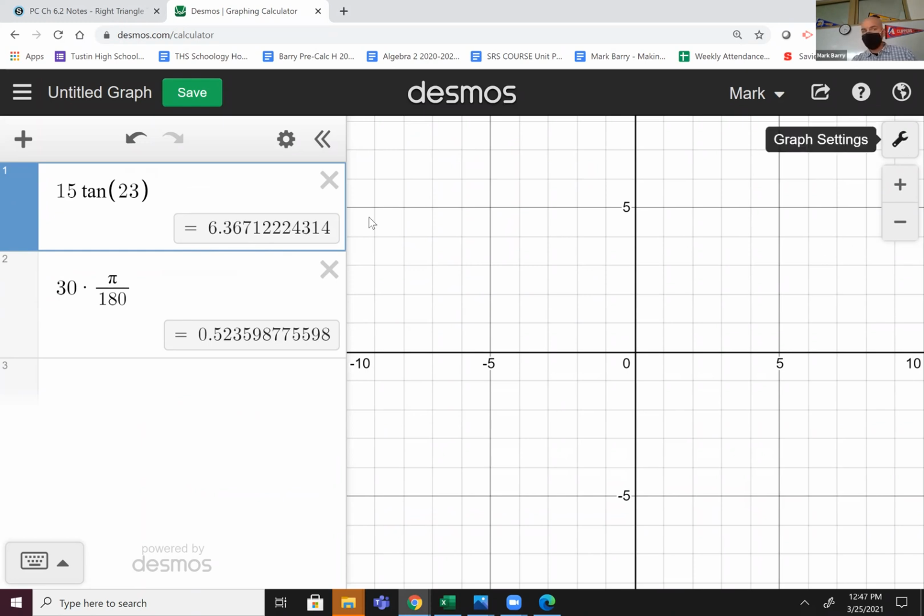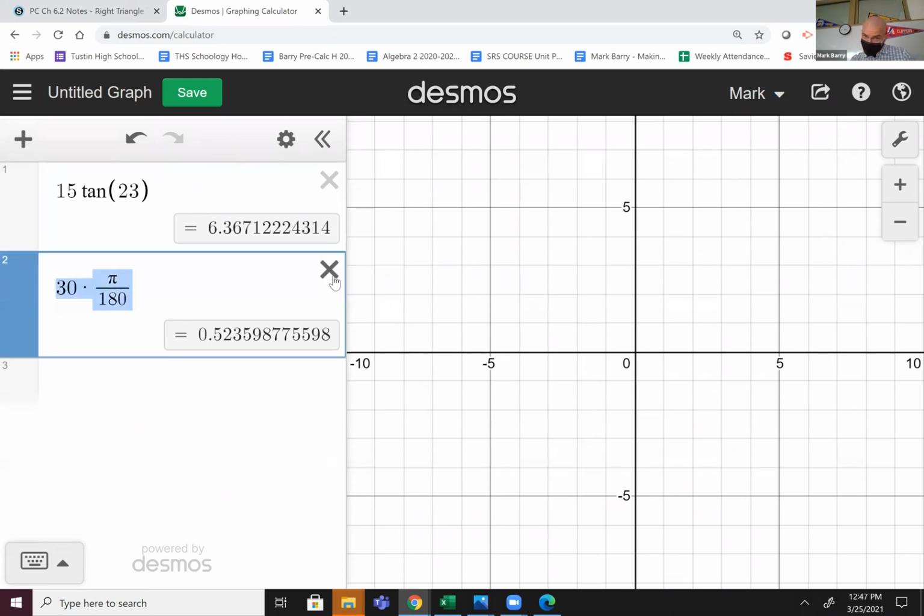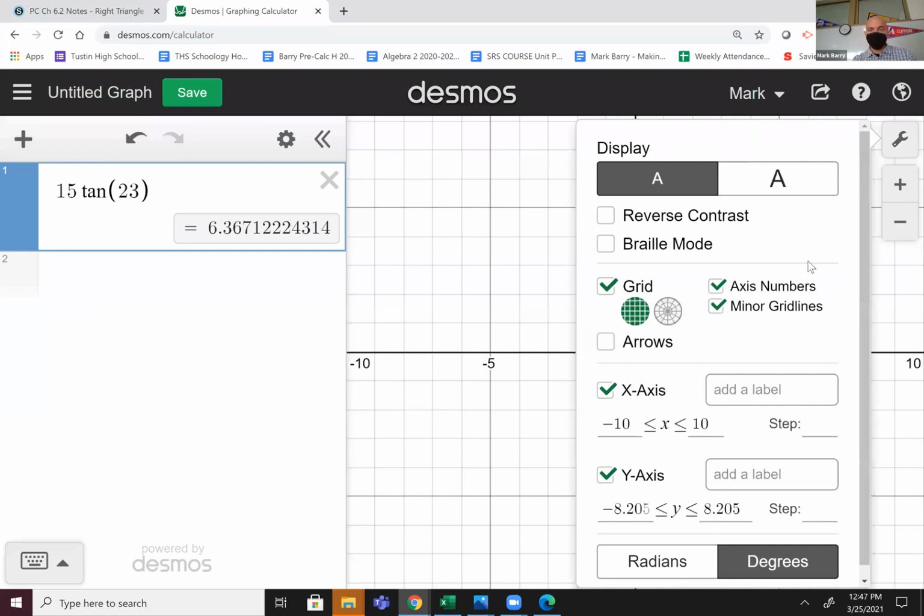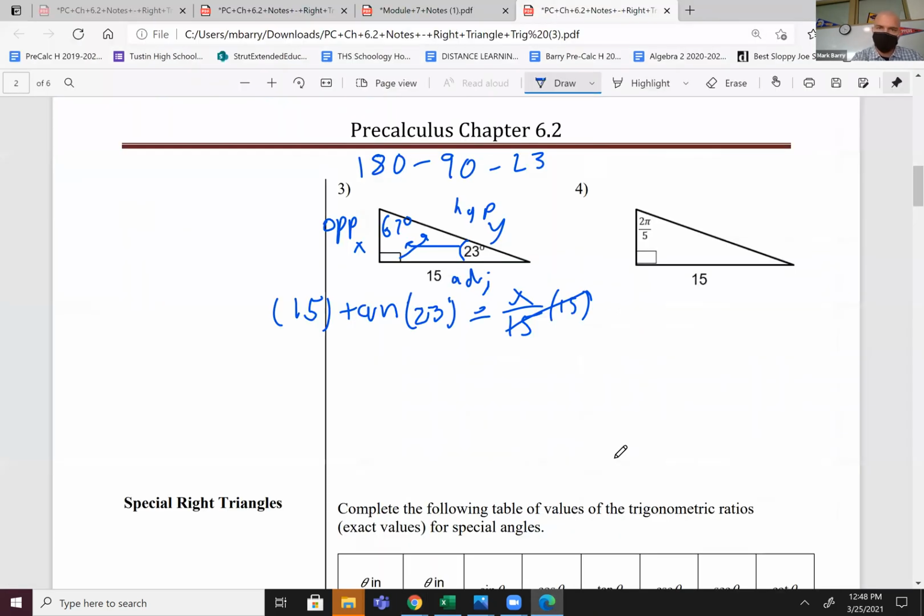I want to double check here since that 23 is a degree. I want to make sure I'm in degree mode here, and you can see that I am. So this is now the correct answer in the degree mode. So we'll call it 6.4. How about that? 6.4 sounds good.